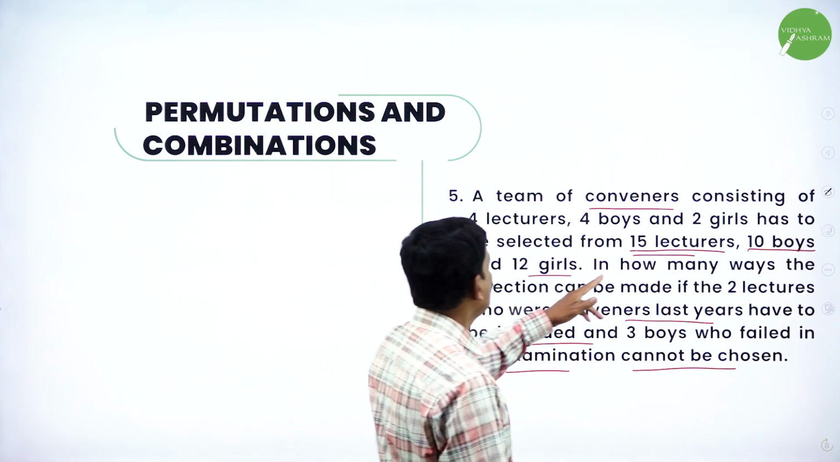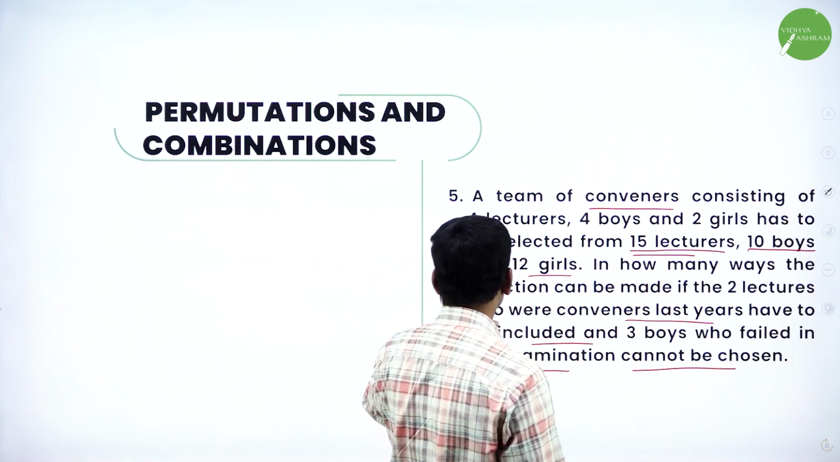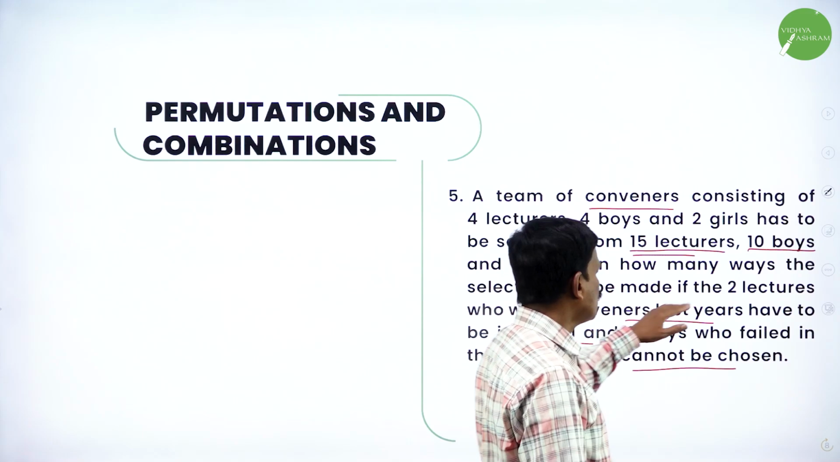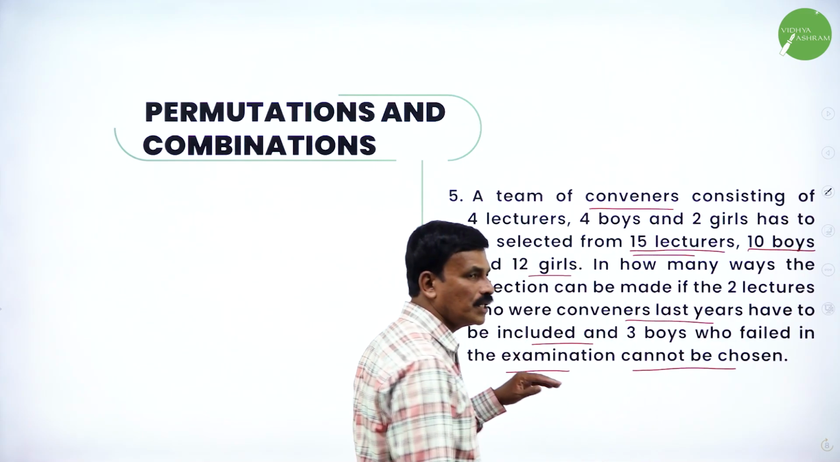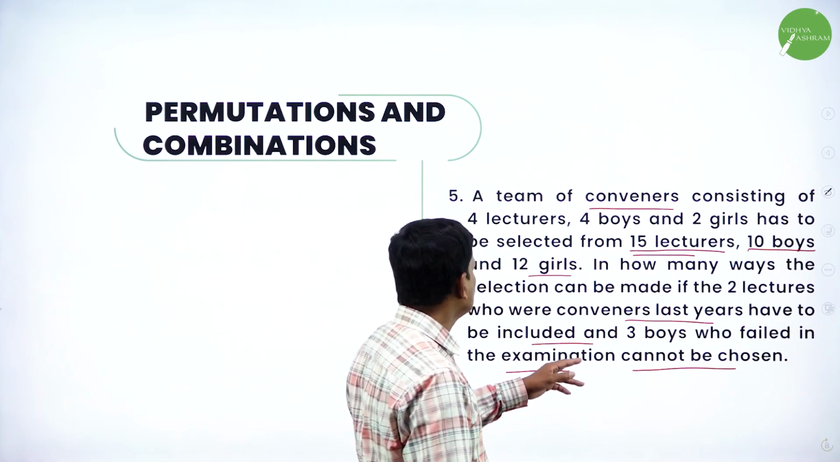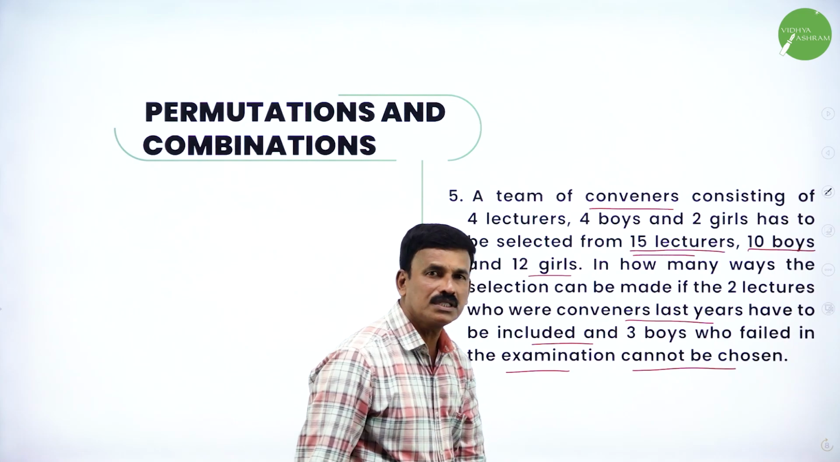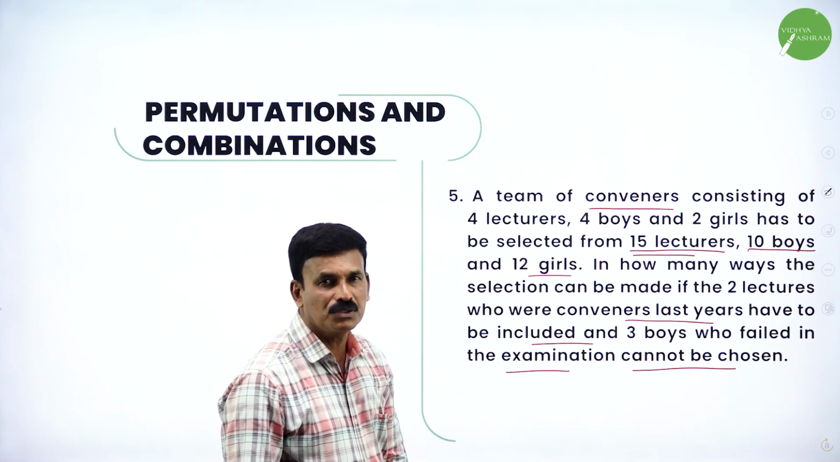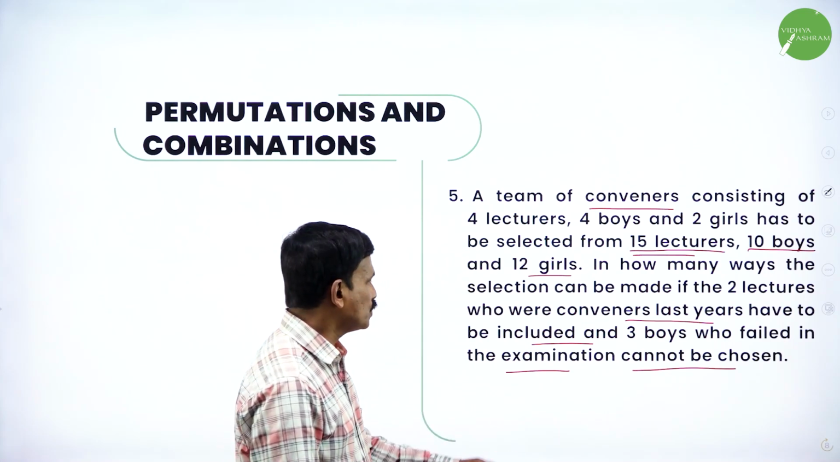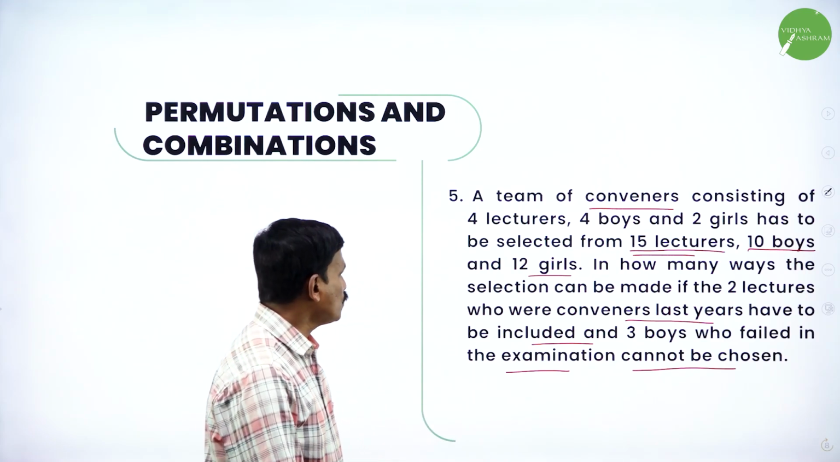Condition: in how many ways can the selection be made if 2 lecturers who were conveners last year have to be included, but 3 boys who failed in the examination cannot be included, cannot be chosen. This is the problem. Now, how to solve this?